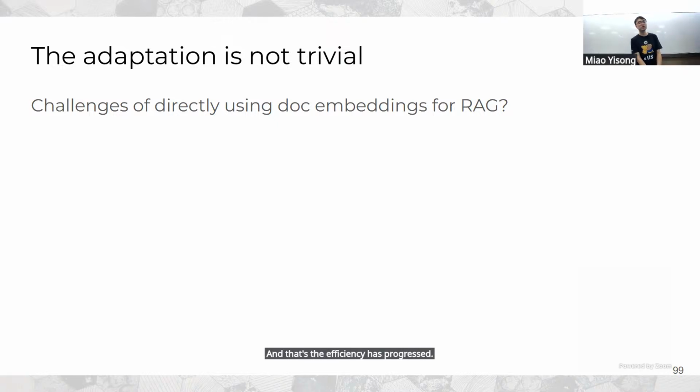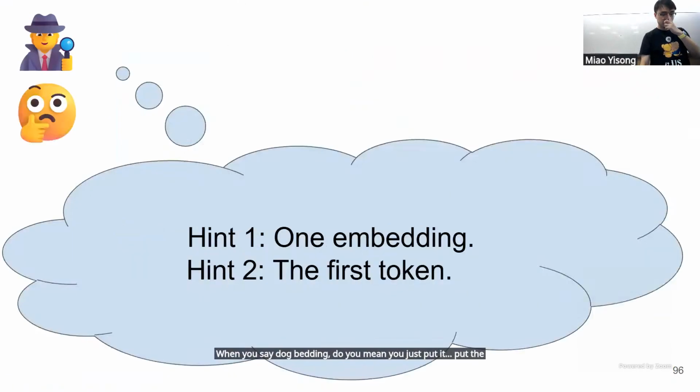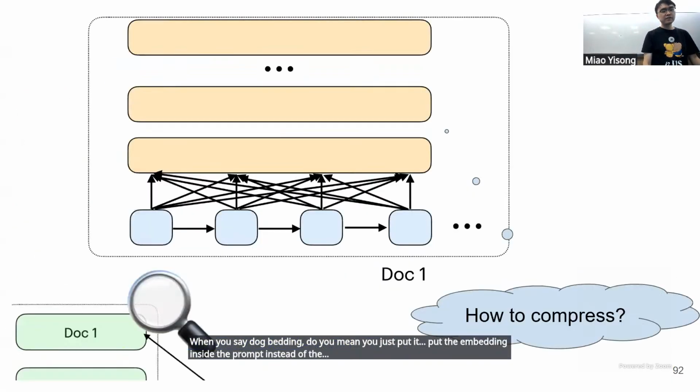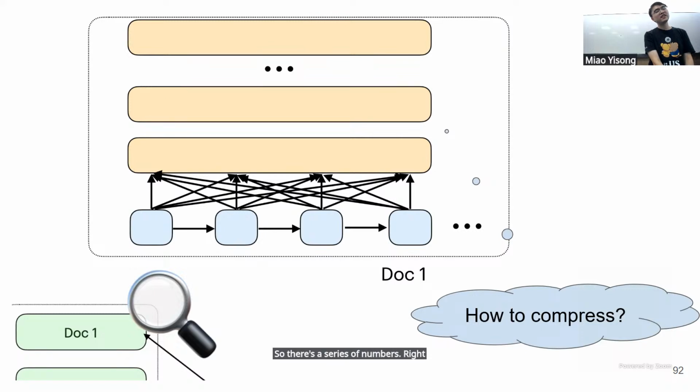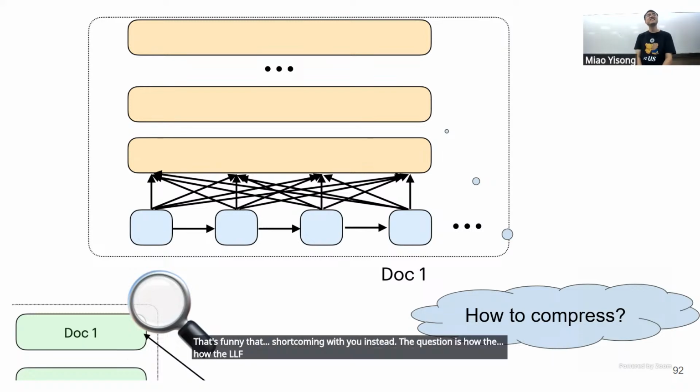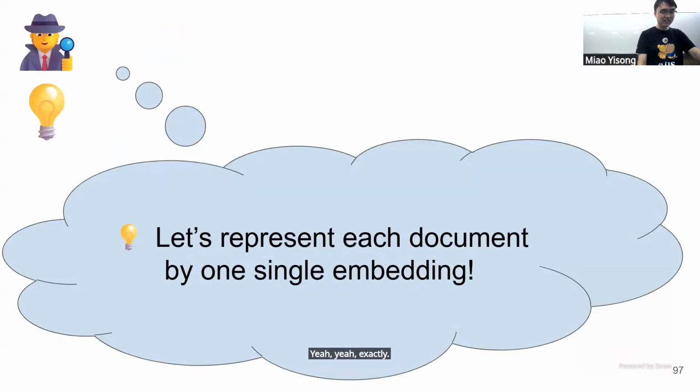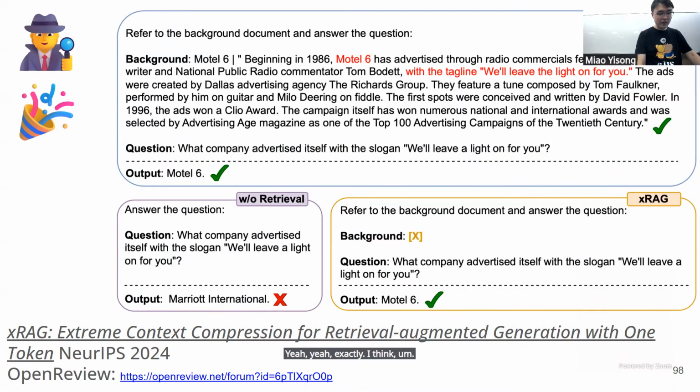And what other components will the document have? When you say doc embedding, do you mean you just put the embedding inside the prompt? I think the document embedding will be just like this, so it's a series of numbers. Or just one embedding. Then the question is how the LLM will be able to understand it. Yeah, exactly. I think it is very close to the answer.